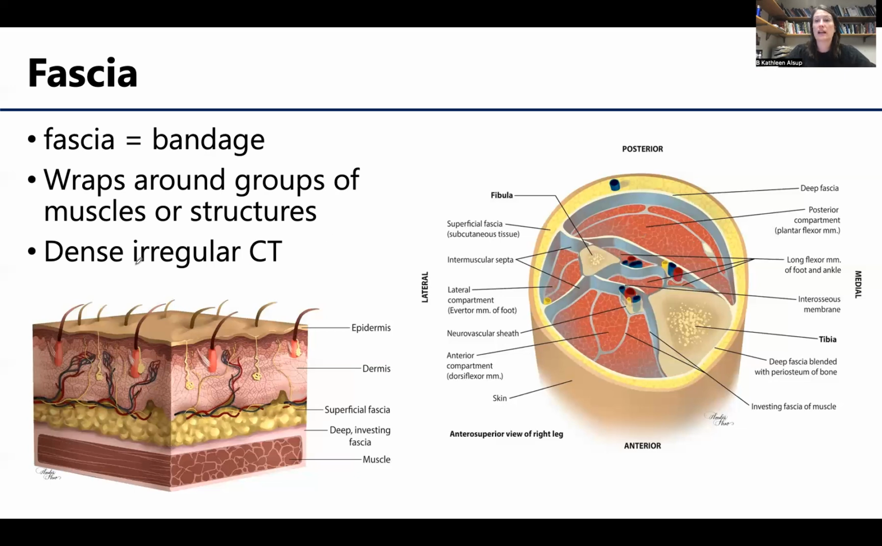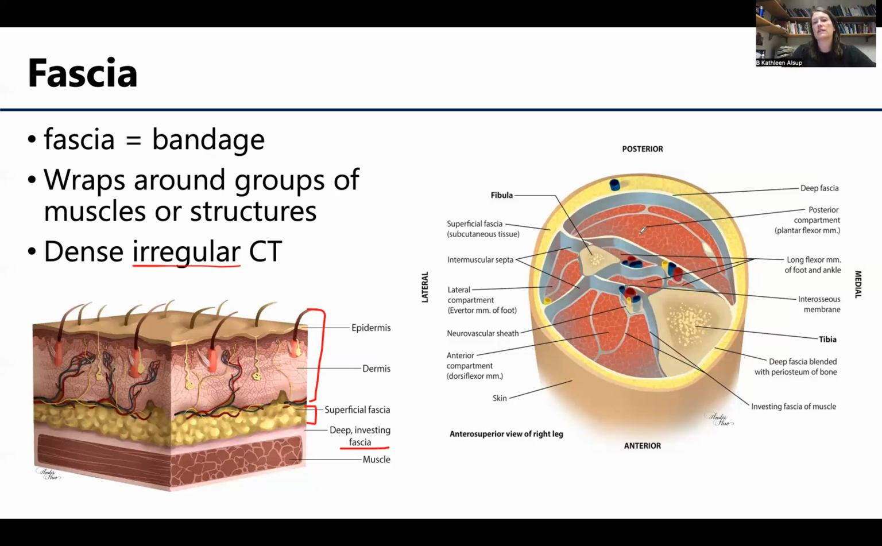Unlike the dense regular connective tissue associated with tendons, fascia tends to be dense irregular connective tissue. And you can see here, if we're looking at the schematic of skin, and we'll talk about skin in a lot more detail, you have the skin right here. You'll often have a layer of superficial fascia, which is composed predominantly of fat. And then you start getting into varying levels of fascia, generally referred to as deep or investing fascia. Sometimes the epimysium is considered an investing fascia as well. Sometimes you'll hear that term used interchangeably.